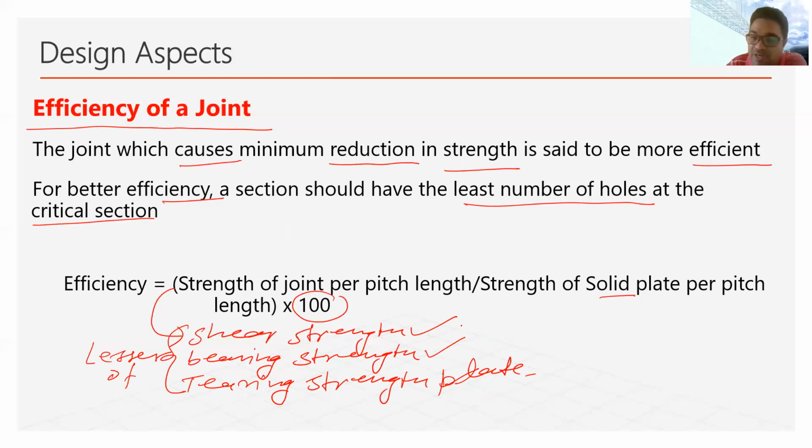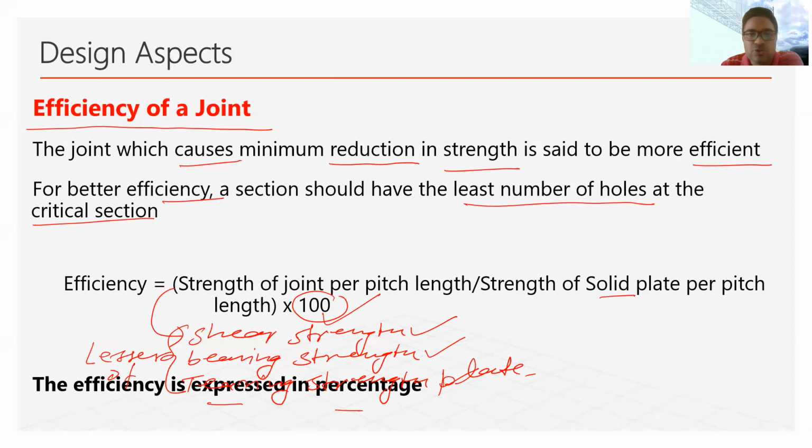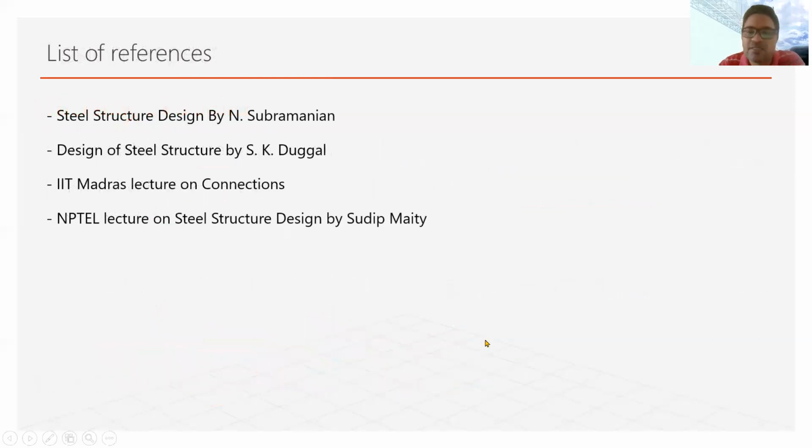And then if we divide it by the strength of the solid plate in which there is no hole, the ratio multiplied by 100 gives us the efficiency. As I said, efficiency is expressed in percentage. In the next part, I will be showing you all these formulas in the IS code, and then we will have some illustrative examples to understand the concept well. Thank you.